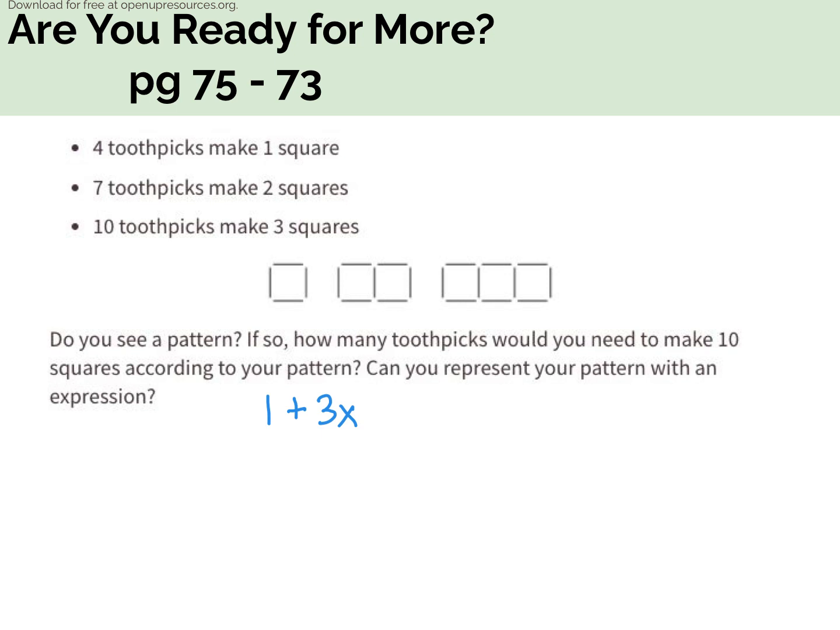And then if I want to make 10 squares, I am going to put 10 into the blocks itself. So I'm going to say 1 plus 3 times 10. Well, that would be 31 toothpicks. Now, you can always go ahead and draw this out if you'd like to. Keep on doing it and then count all your toothpicks. But these are just ways of looking at patterns, looking at ways of different things.